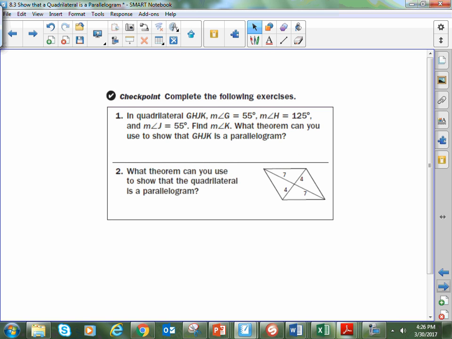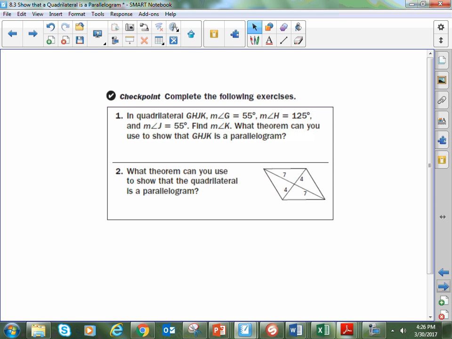So at this point, go ahead and pause the video and work out these two problems and see what you come up with. And when you're done, go ahead and hit play. Come back and check your work against mine, see if we agree with each other or not. All right, so let's go ahead and check our work here and see how you did.